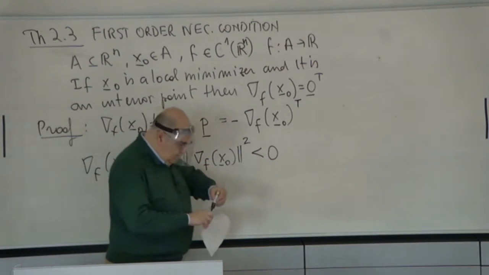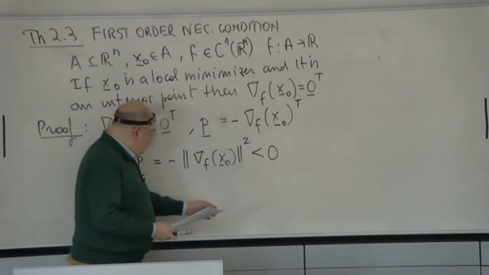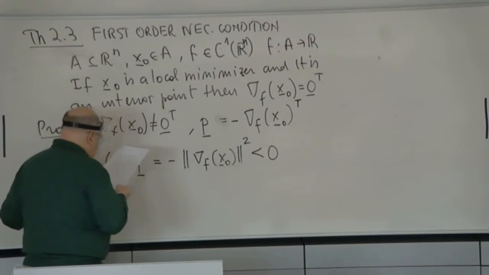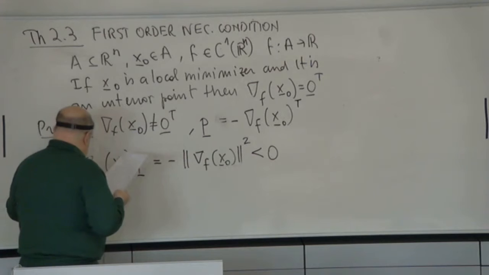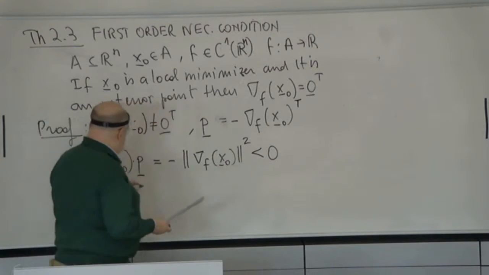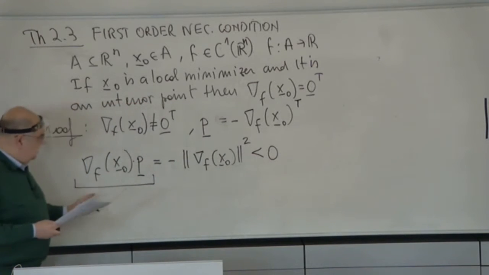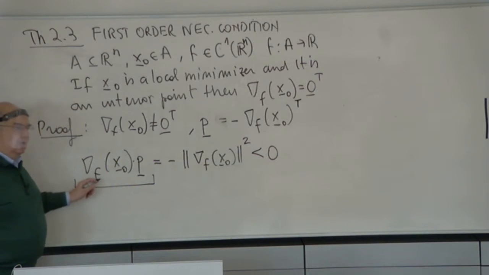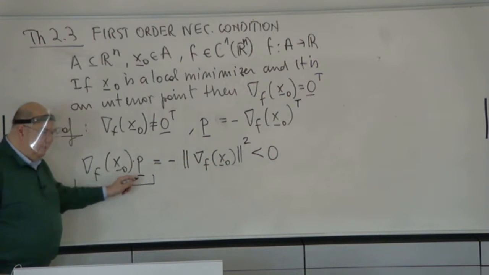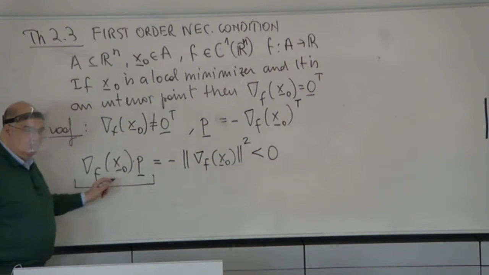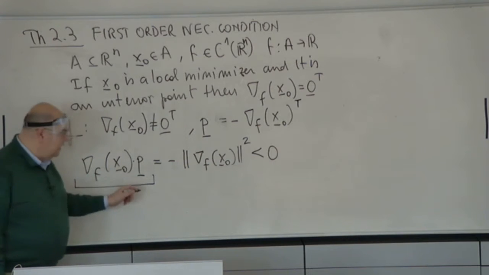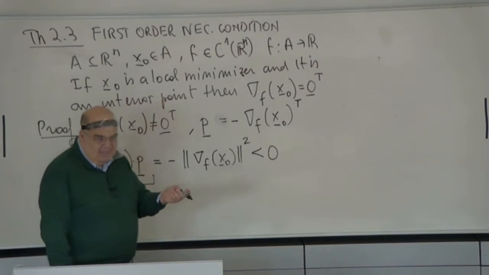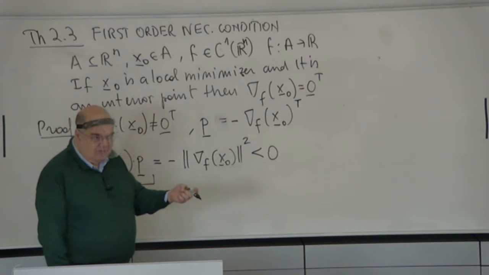Now we use Taylor's theorem. If you consider this is negative, this is actually the directional derivative of f along direction p, because the directional derivative is the gradient times the vector. So it says that the directional derivative is negative, and this is the thing that makes the contradiction here.